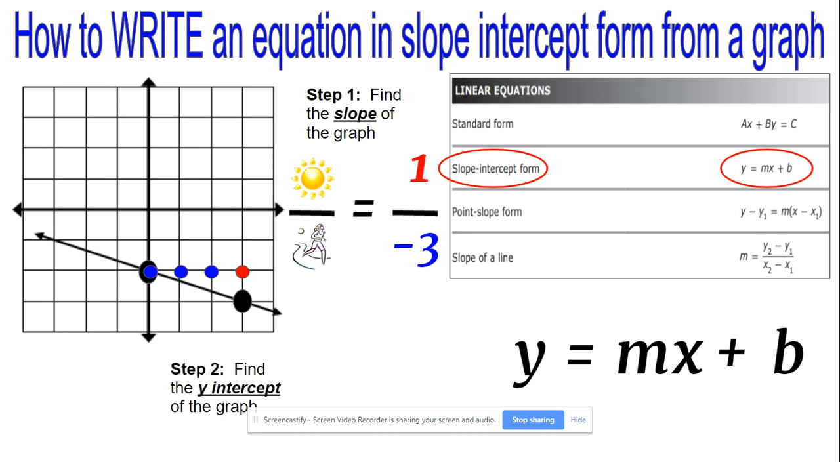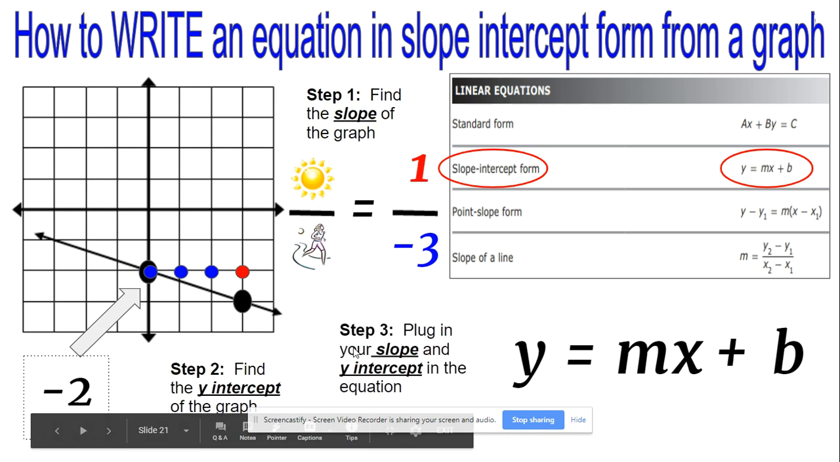Okay, so step 2, we need to find the y-intercept of the graph. Remember, your y-intercept is where your line crosses your y-axis. Here's your y-axis, and wherever your line crosses is going to be your y-intercept. So your y-intercept in this case is -2. Remember, you start with 0. The positive y's are up top, and the negative y's are below.